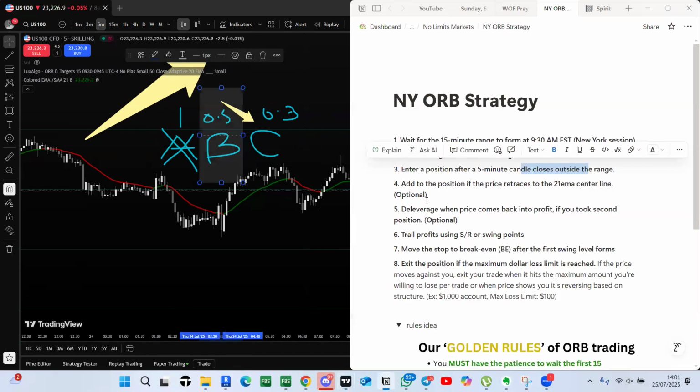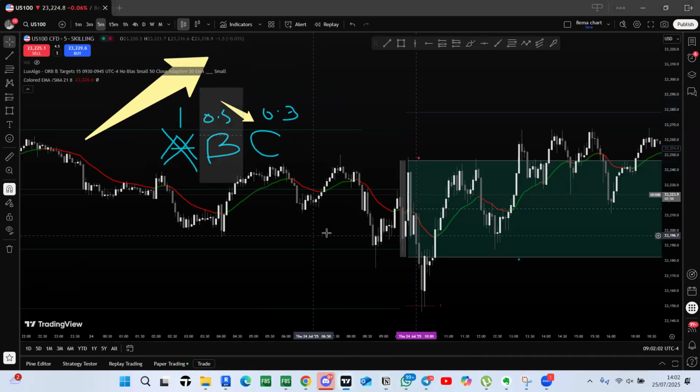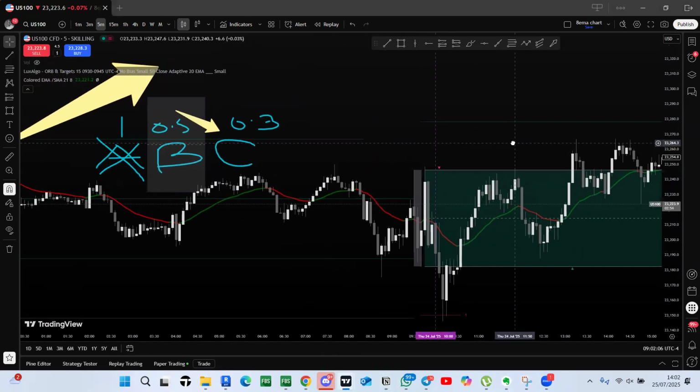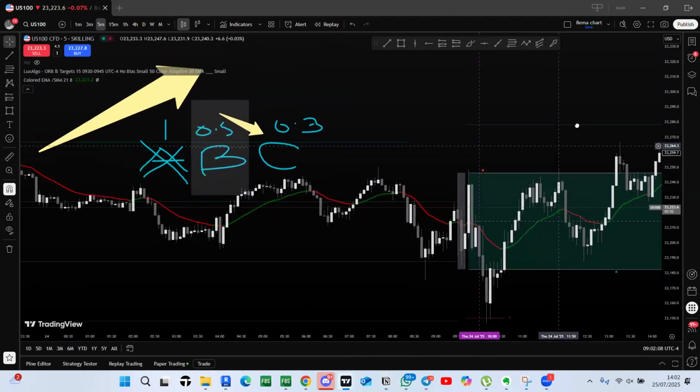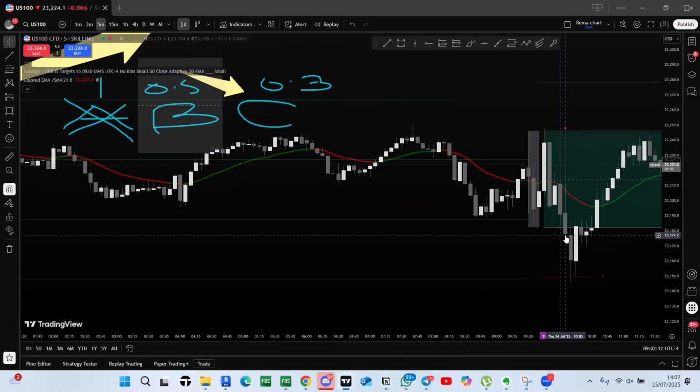So what's the next step? Okay, it says enter position after the 5-minute candle close. So what we do is, again, how do I know where I put my stop loss and my take profit? I already know I'm going to enter short.